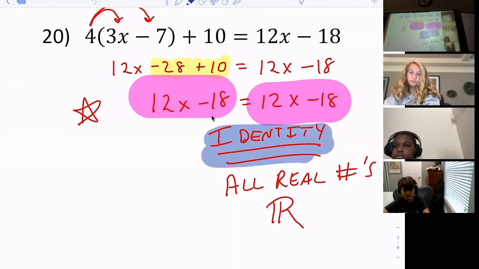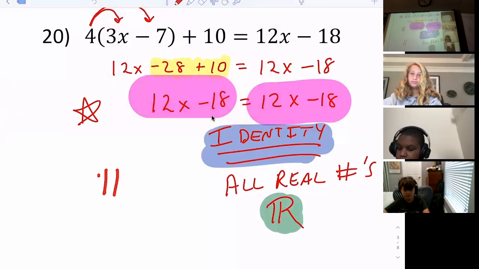Now, instead of writing identity, we also say it's all real numbers, which basically means no matter what number you plug in, you will get an equal side on the left, and it will be the same as on the right. And here is the symbol for all real numbers. How you make that symbol is just make one line, a second line, and you make like an R. That's the all real numbers. So again, number 20, I apologize for that. We didn't really go over that yesterday, but hopefully that's a good explanation for you.